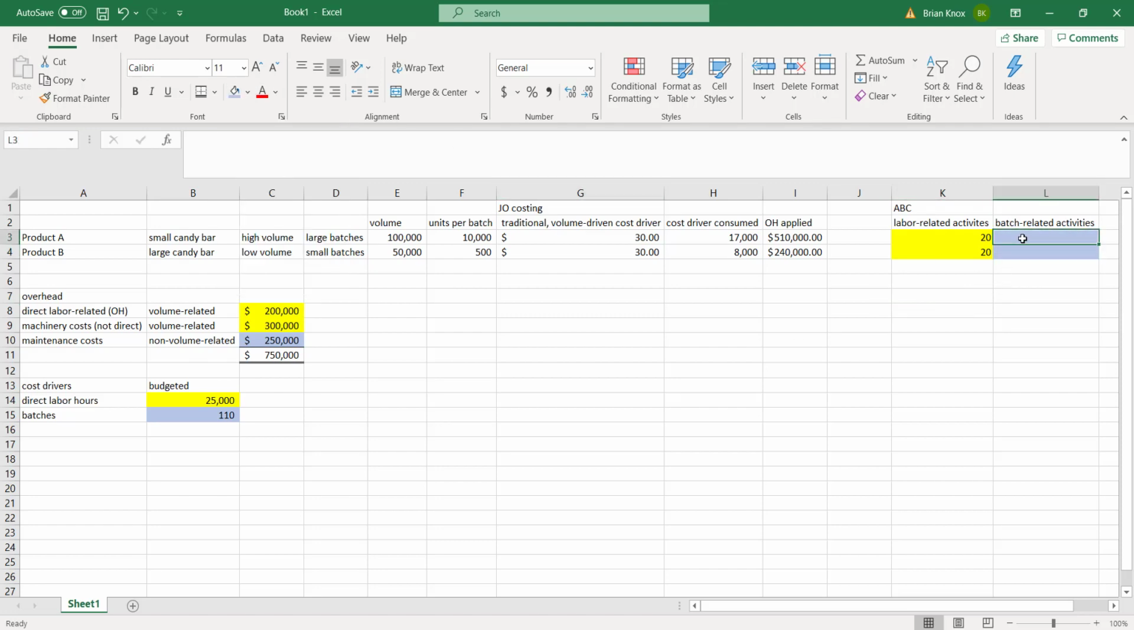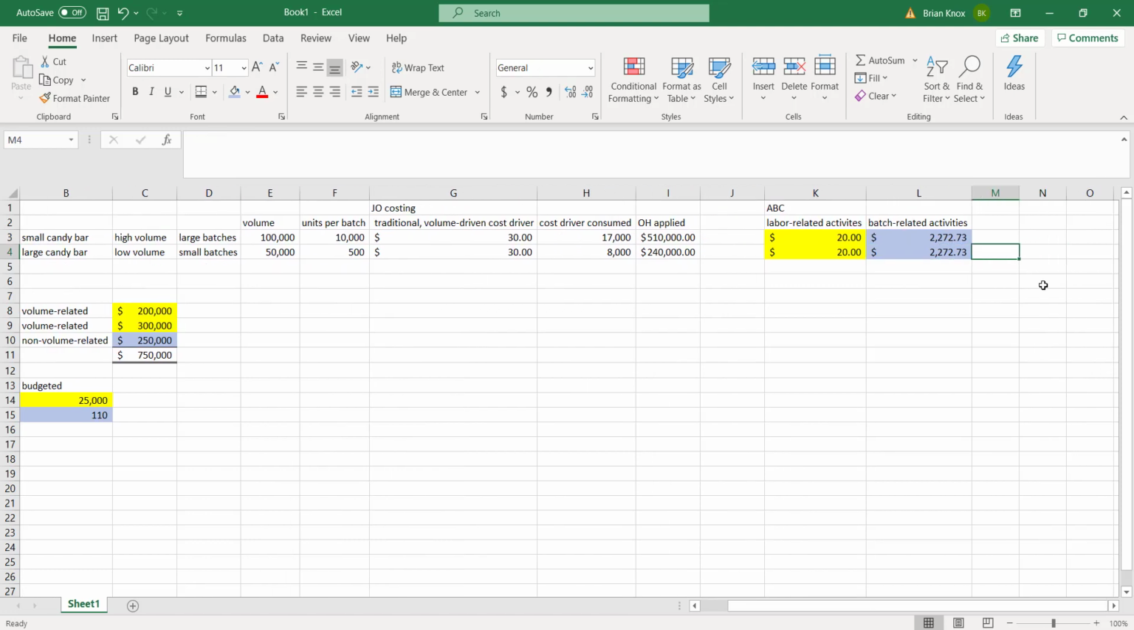We're going to create a batch overhead rate here. Just take the batch related overhead cost divided by the number of batches we're expecting, and we end up with a nasty number, but we'll let it run. That helps. Okay, so $2,272 rounds up to $22.73 per batch. So now let's go ahead and see how we can compute this.